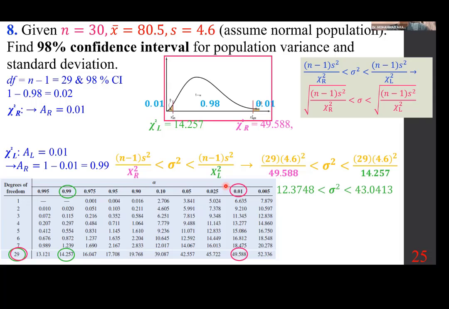And that's 98% confidence interval for sigma squared. All you have to do, take a root of all sides. And this would be the confidence interval for standard deviation, which means we are 98% confident the true population standard deviation is somewhere between the two values.